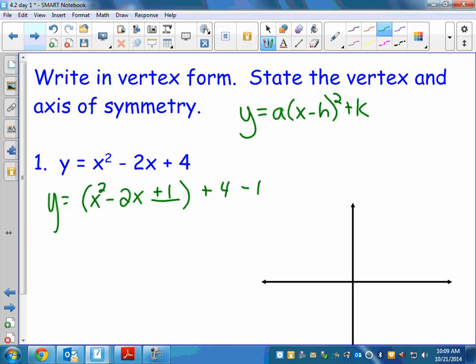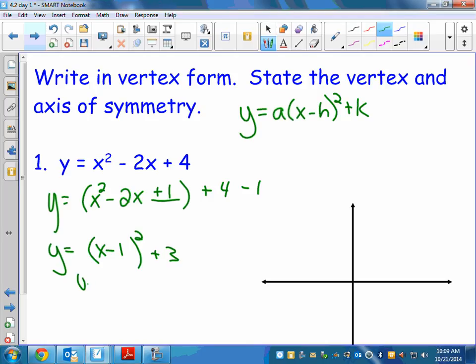We're just going to clean it up now. We want to write that as a perfect square. And you could just factor it. What multiplies to give me 1 and adds to give me negative 2? Or remember, it's always going to be half of that middle number. So half of negative 2 was negative 1. So that's going to factor into (x minus 1) squared. And then the outside, 4 minus 1 is 3.